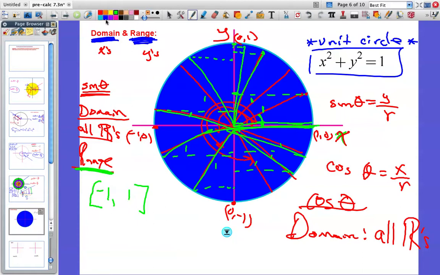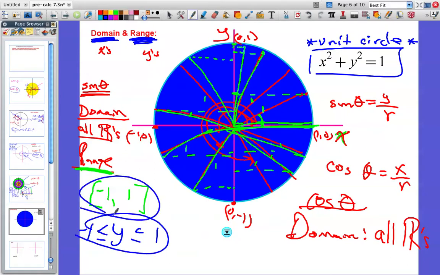If you don't want to write it like that, we can say y is less than or equal to 1, greater than or equal to negative 1. These two things say the same thing. This is interval notation. We talked briefly about that at the beginning of the year, from negative 1 to 1 with brackets, meaning we're including it. Or you can say y is between negative 1 and 1, that way as well. Okay, that's my domain.